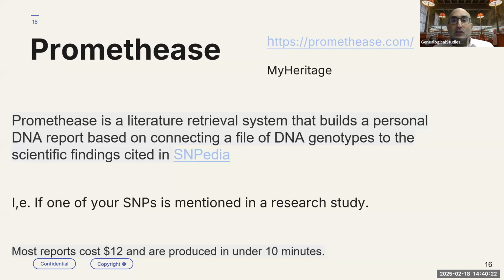Okay, if you really would like to learn more about traits and how your DNA, certain SNPs are affected with certain medical conditions, there's a website called Prometheus. Prometheus is now owned by MyHeritage. It calls itself a literature retrieval system. What that does, any time you upload your DNA to Prometheus, anytime any of your SNPs have been mentioned in a research study, it makes a full report. And you can get the report from Prometheus. It's $12. It's produced usually in under 10 minutes.